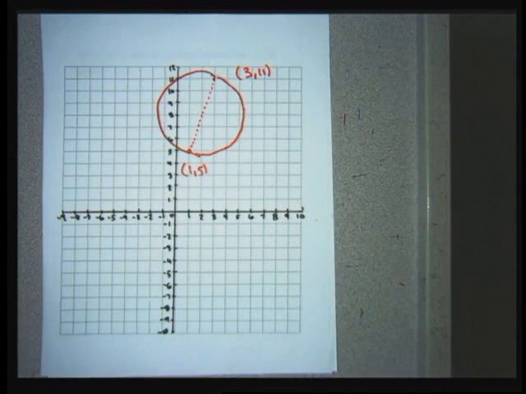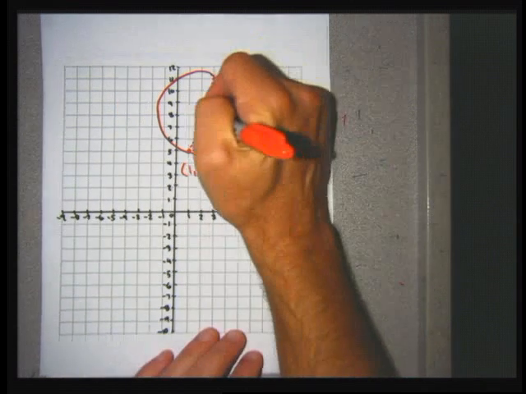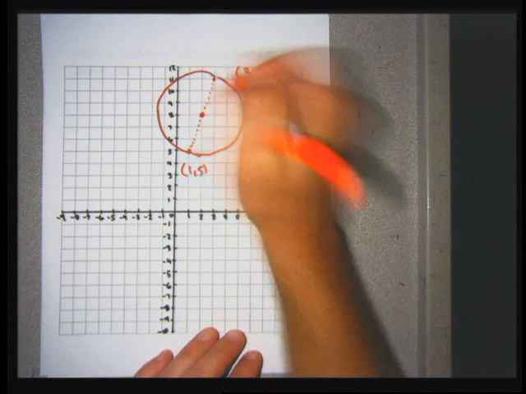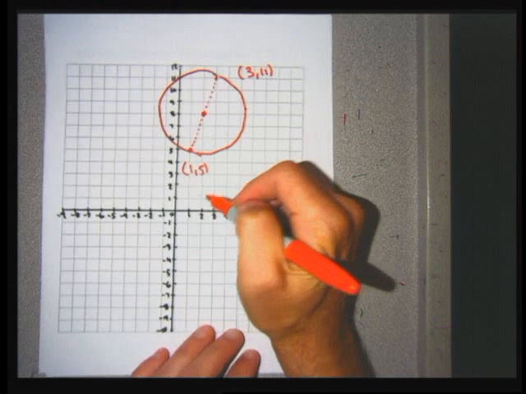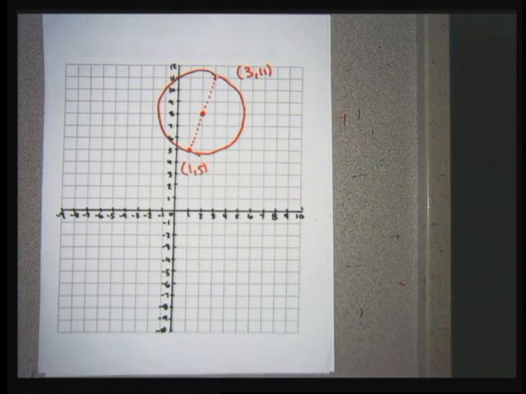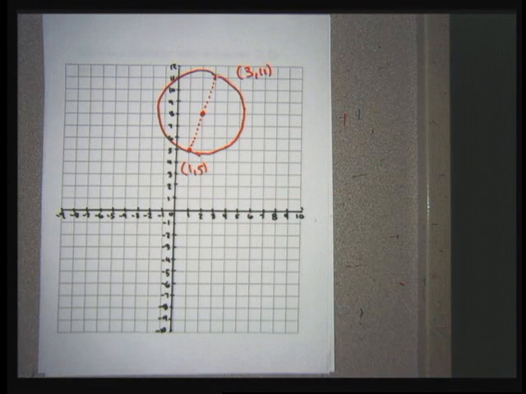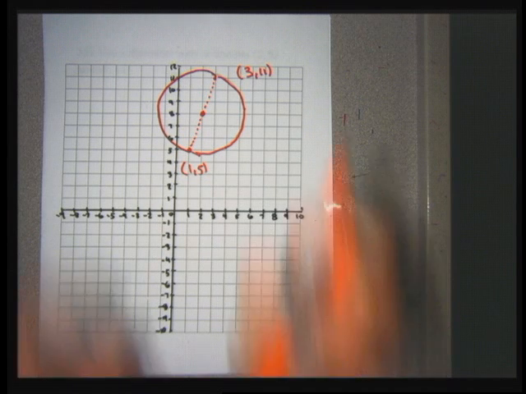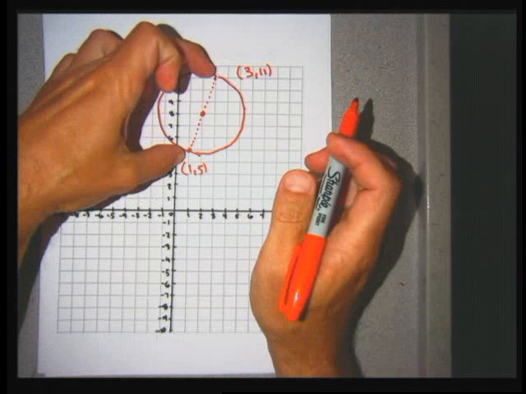I'm supposed to know that the center of a circle is the midpoint of the diameter. So this right here is going to be the center of the circle. It looks to me like it's the point (2, 8). I could gamble and say the center is the point (2, 8), or I can use the midpoint formula because the center is the midpoint of this diameter.